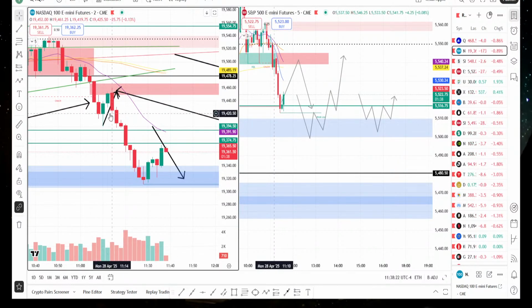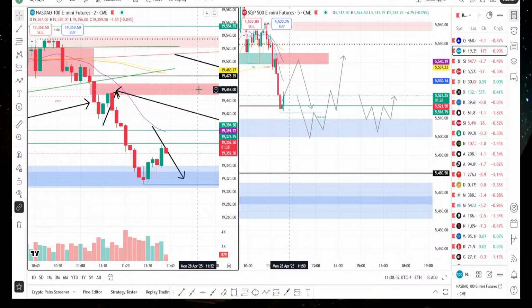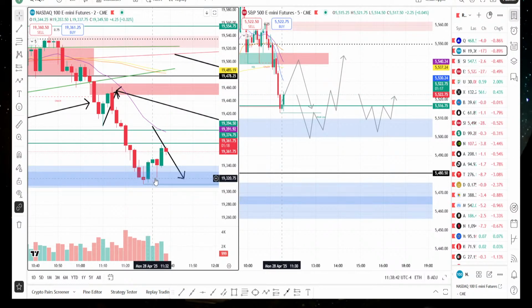Where do I want to see strong buying? Well, I want to see strong buying at demand. I want to see strong selling at supply. Because if I see strong selling at supply, I'm going to sell there because there was previously a lot of selling there in the past. So there was a lot of buying here in the past, so I'm looking to buy it. There's a lot of selling here in the past, so I'm looking to sell here.